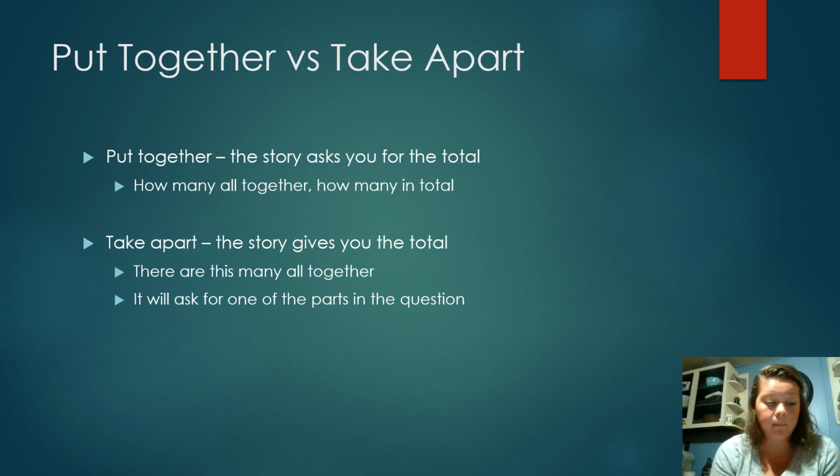Let's compare them. In a put together problem, the story will ask you for the total. For example, it might say, how many altogether, or how many in total. In a take apart problem, the story gives you the total. It would say something like, there are this many altogether, or it will ask you for one of the parts in the question.